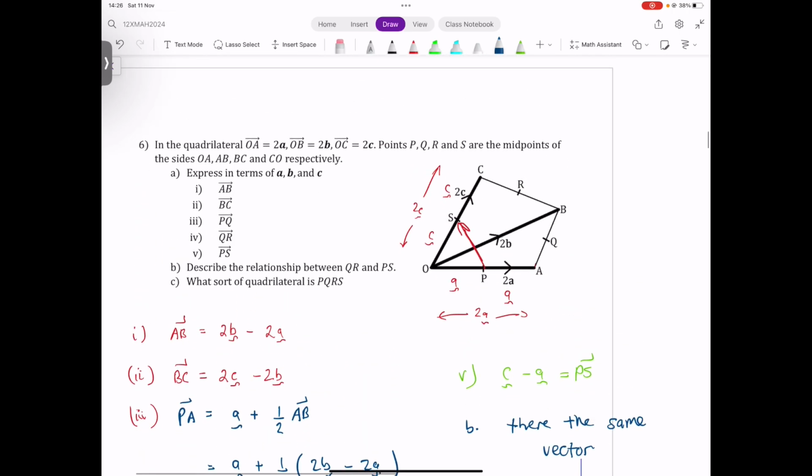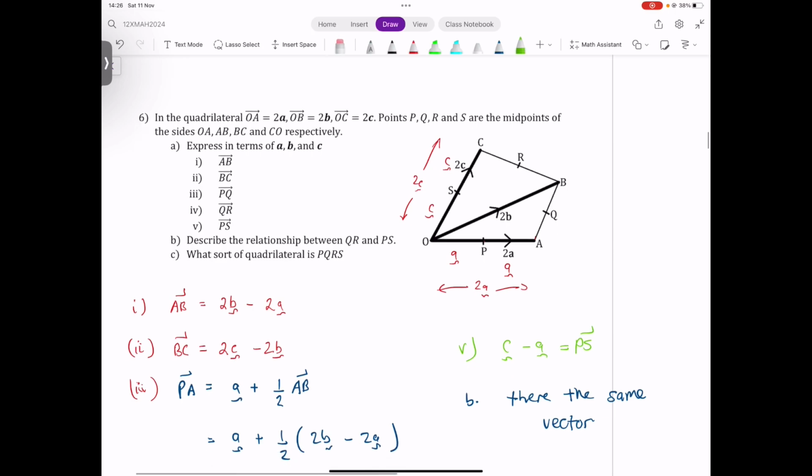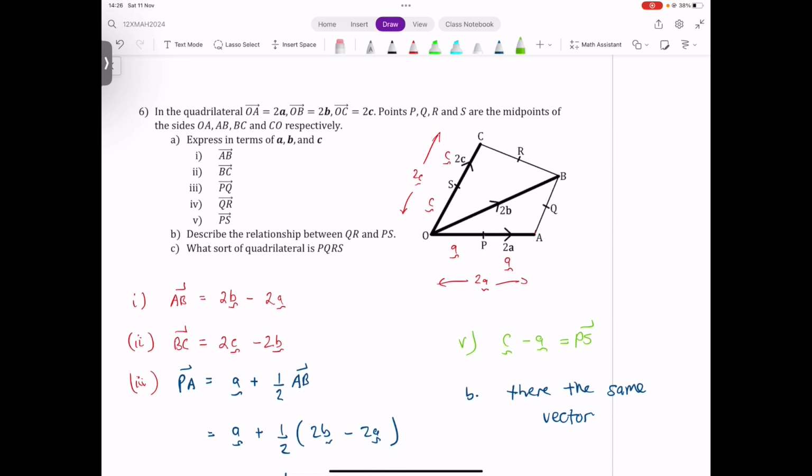Let's add that onto our diagram. Actually, before we do that, we might read part C. What sort of quadrilateral is PQRS? Let's add PQRS. So P to Q, might do that a bit better. P to Q, then up to R, over to S, and then down. So it's looking like some sort of square.